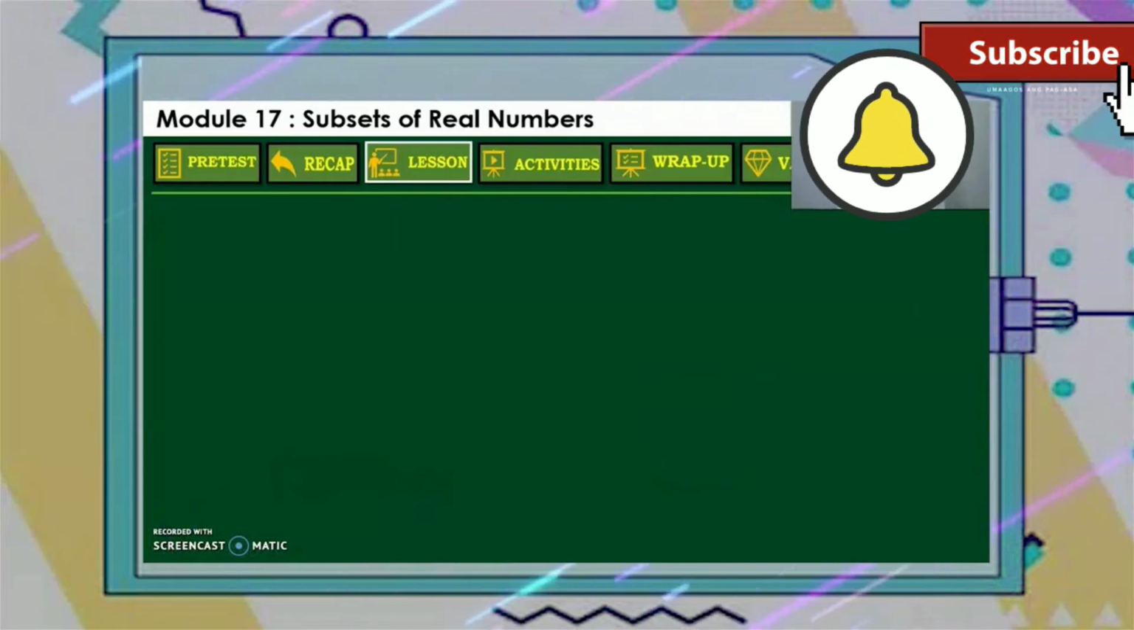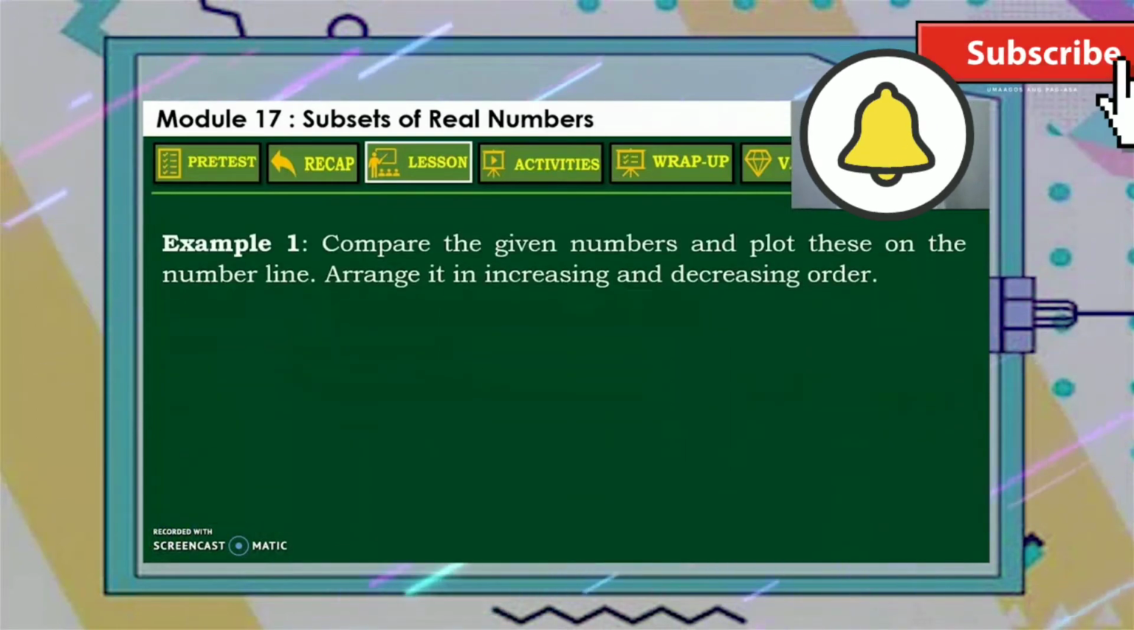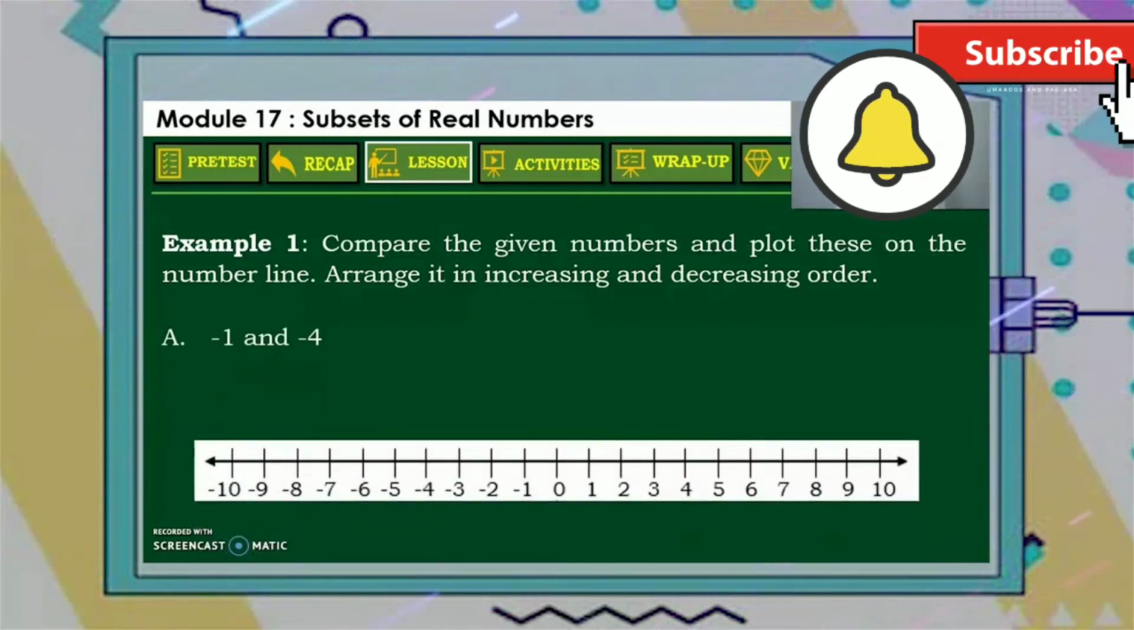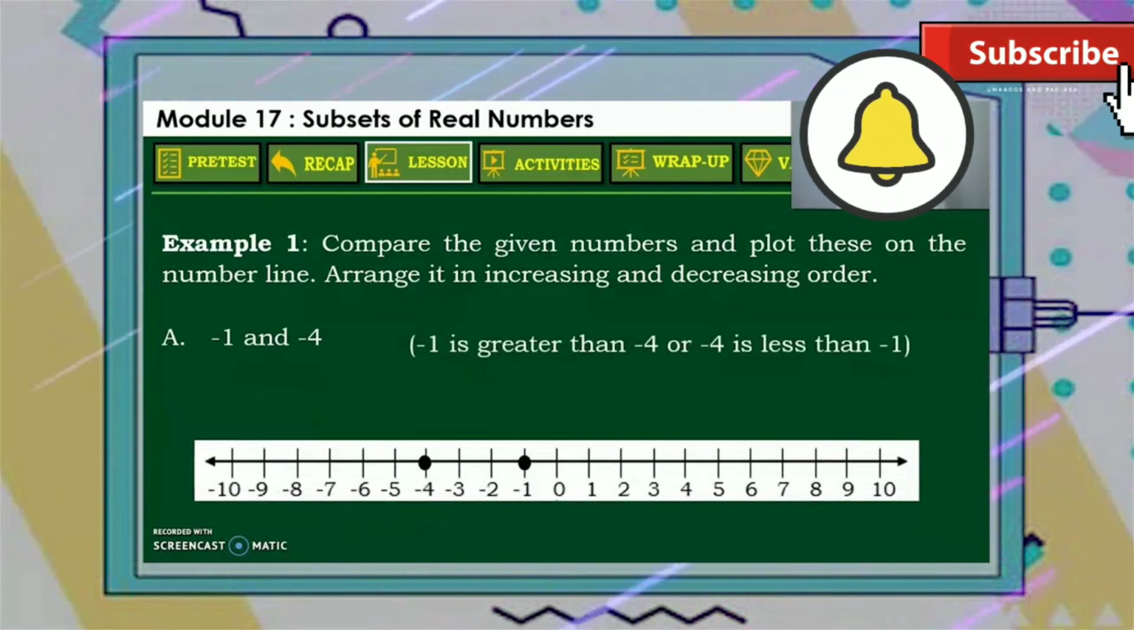Now let's have some examples. For example number 1, compare the given numbers and plot this on the number line. Arrange it in increasing and decreasing order. For letter A, we have negative 1 and negative 4. So it means negative 1 is greater than negative 4 or negative 4 is less than negative 1.